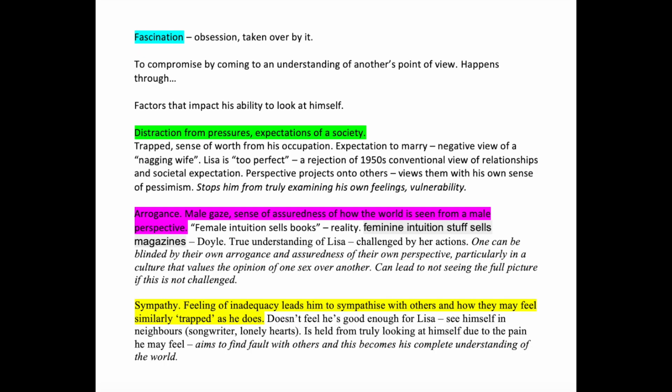One last thing I want to show you is that when I came to this second idea that you can see here in the middle, I originally wrote "female intuition sells books." And I knew straight away that wasn't the direct quote. That was the quote that came to me. I was a little bit rusty with my knowledge of this text, and that'll happen to you too. That's the idea of revision after all.